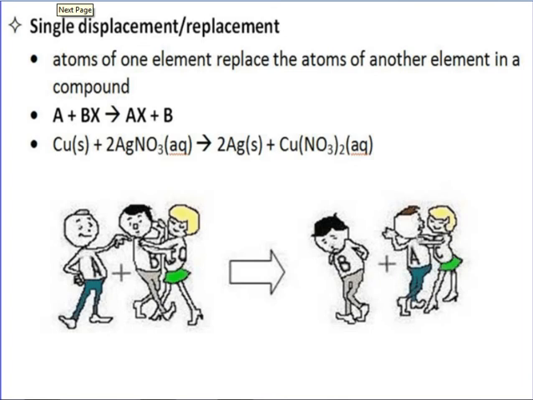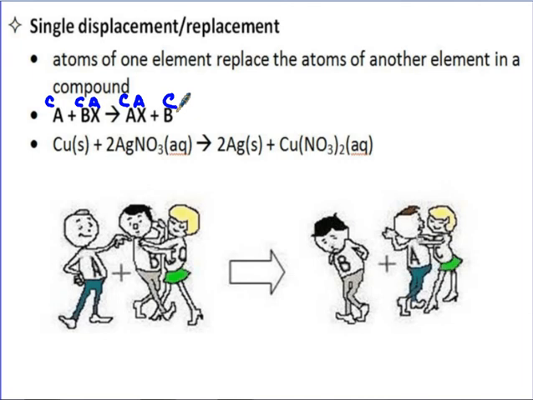Single displacement is when one element comes into a compound and kicks the other one out. As you can see here in the picture, you've got the guy cutting in, and all of a sudden he's dancing while the other guy is kicked out. This can happen in this example here. You've got a cation and an anion, and the cation will kick the other cation out, and so you get a cation, the anion still X, and then the cation here.